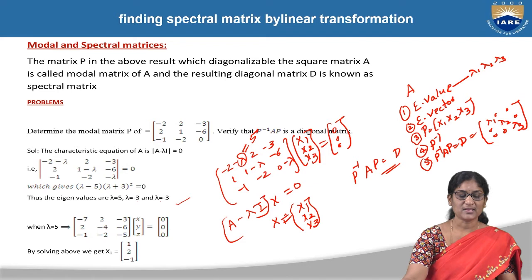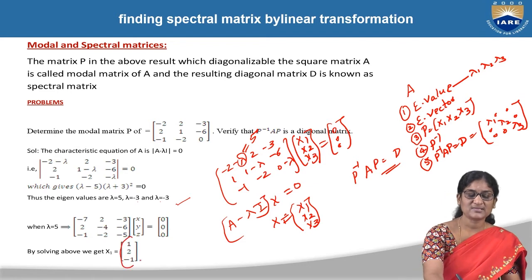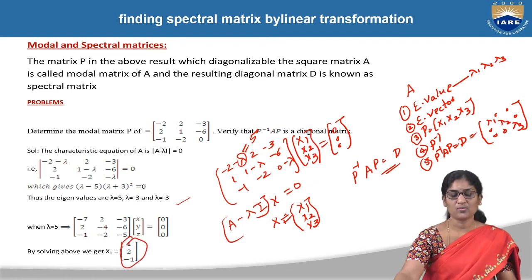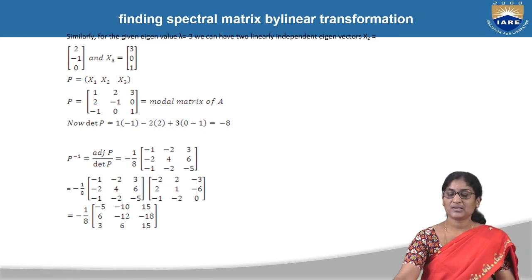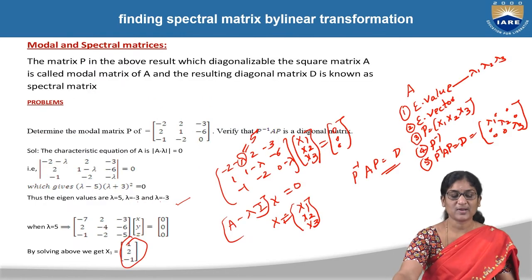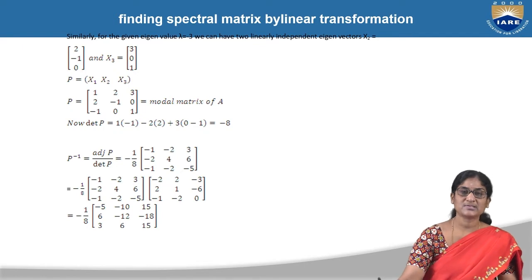So after solving, we will get the first eigenvector as 1, 2, minus 1. Similarly, the same procedure is followed to find the eigenvectors for the next eigenvalue, that is minus 3 and minus 3. So the two eigenvectors are given by x2 = 2, minus 1, 0, and x3 is given by 3, 0, 1.